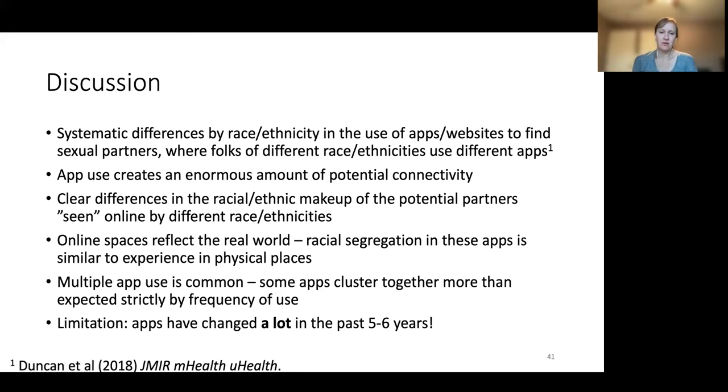Another note is that multiple app use is common, and some apps cluster together more than you would expect strictly by frequency of use. And then finally, an important limitation is that apps have changed quite a lot in the past 5 or 6 years. So a caveat is that all of these findings are due to be updated, and we're hoping to collect more data in the next few years that will update these analyses.